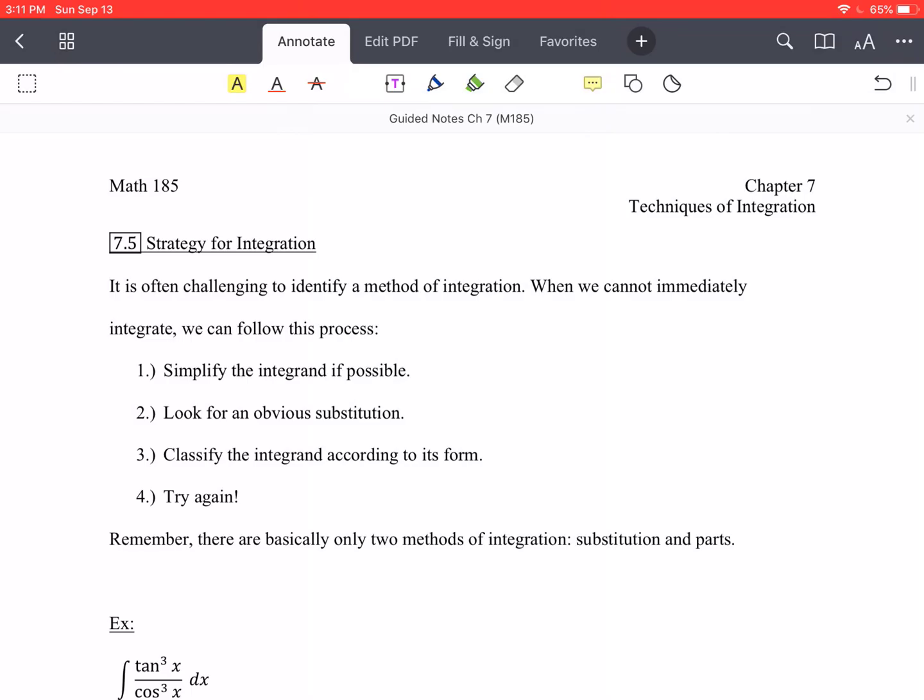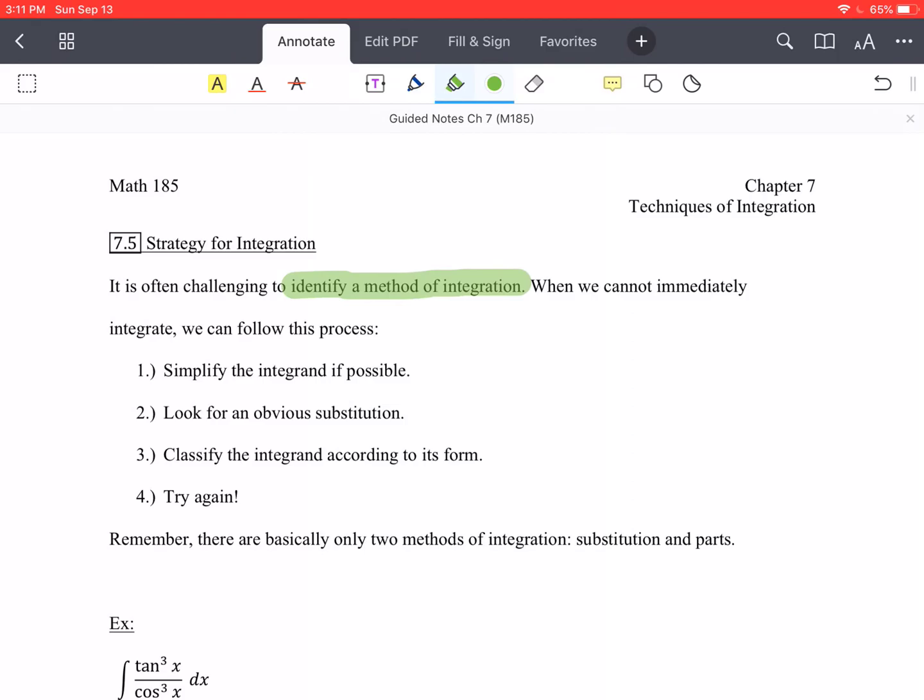The idea behind this section is that when you're given an integral to solve, you're not going to be given information like use this particular method to solve this integral, because that's not how it works. When we see an integral, our goal is just to solve it using whatever means necessary, and we're not told which method to use. So we need to be able to identify the method of integration that we need to use. When we cannot immediately integrate, we can follow this process.